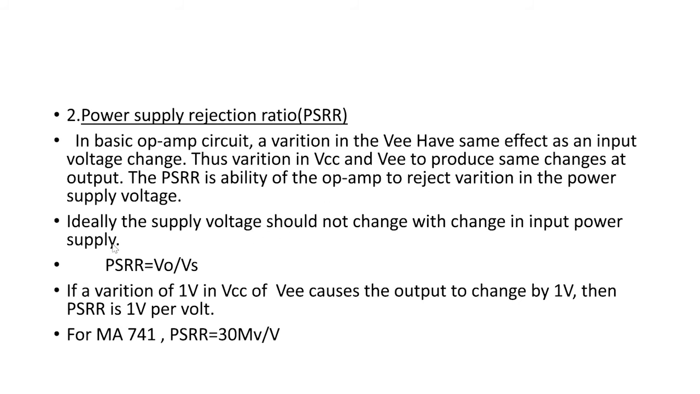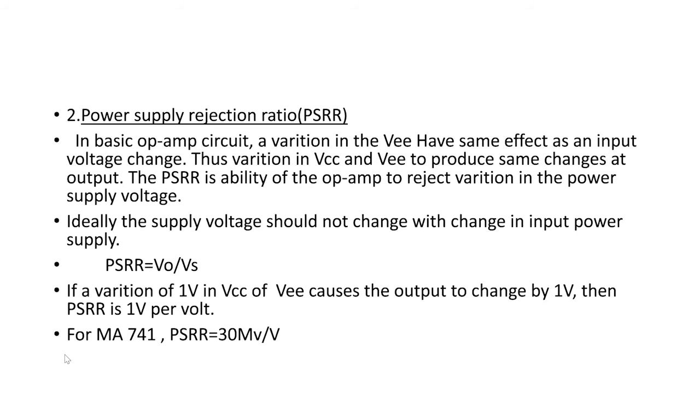Ideally, the output voltage should not change with a change in supply voltage. PSRR equals output voltage by voltage supplied, that is, PSRR equals V0 by Vs. If a variation of 1 volt in VCC or VEE causes the output to change by 1 volt, then PSRR is 1 volt per volt.